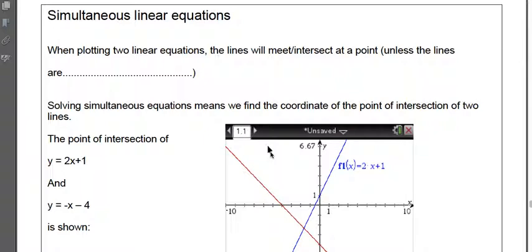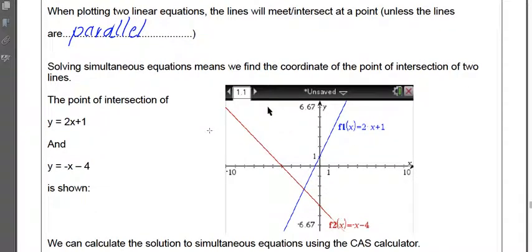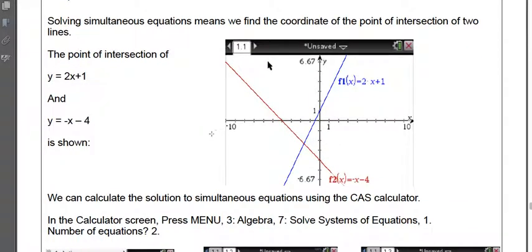Now, first of all, there is a special case where two lines will not meet. Generally, all lines will meet, provided they aren't parallel lines, because parallel lines, we know, never ever meet. So if you add that to your notes there, unless the lines are parallel, two linear equations will always meet at a particular point. So this example here shows you a couple of lines.